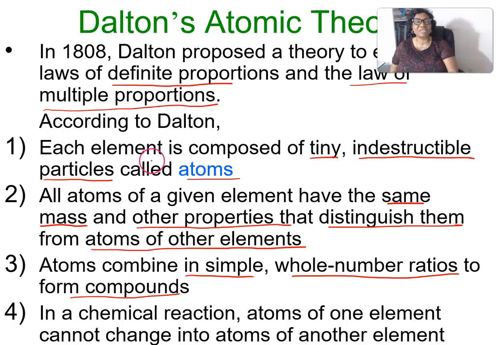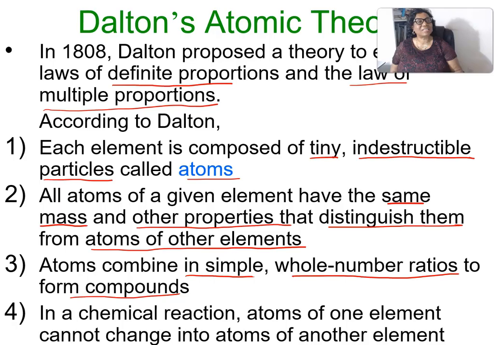Proposal number 1, each element is composed of tiny indestructible particles called atoms. Proposal number 2, all atoms of a given element have the same mass and other properties that distinguish them from atoms of other elements. Proposal number 3, atoms combine in simple whole number ratios to form compounds. Proposal number 4, in a chemical reaction, atoms of one element cannot change into atoms of another element. So that was Dalton's atomic theory.